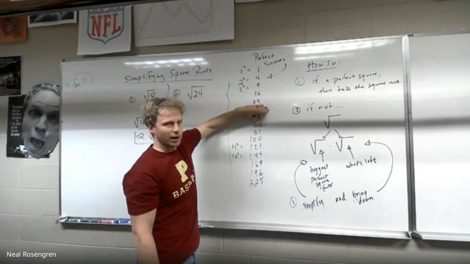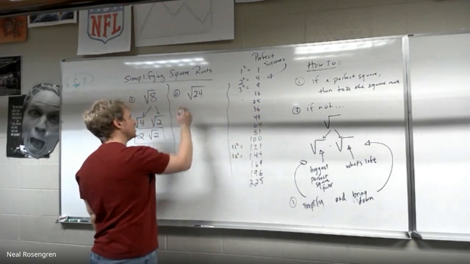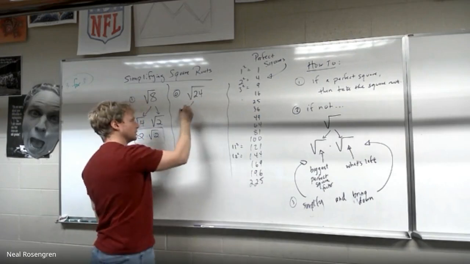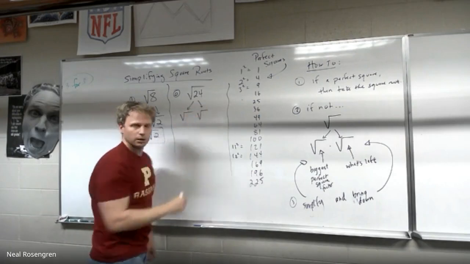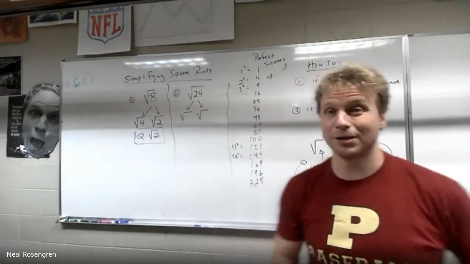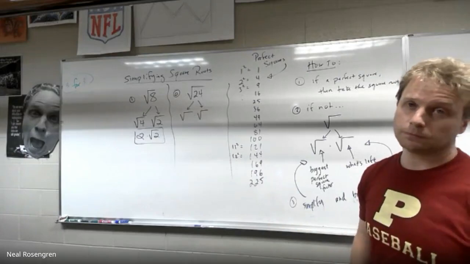I can't pick 25, it's too big. I'm looking for numbers smaller. And so what I want to try to do, and draw the arrows like this if you want to remind you that you're breaking this apart, or not, you don't have to. You can just go right down to that next line where you've got the 2 square roots next to each other. That's always what I want to do.